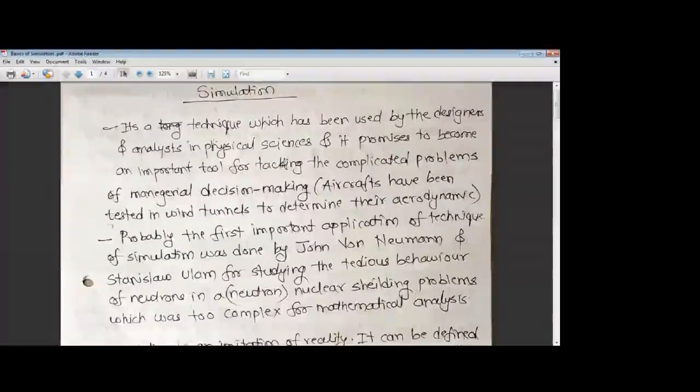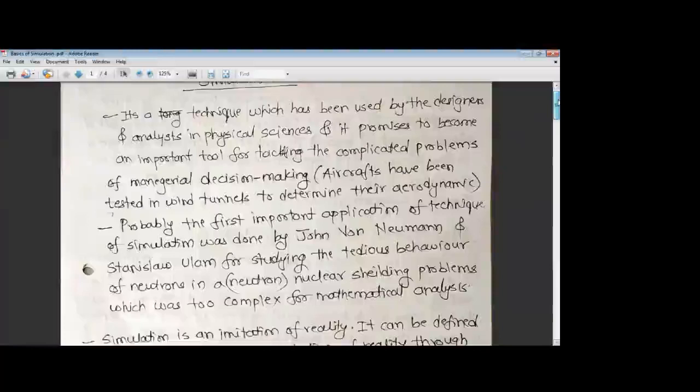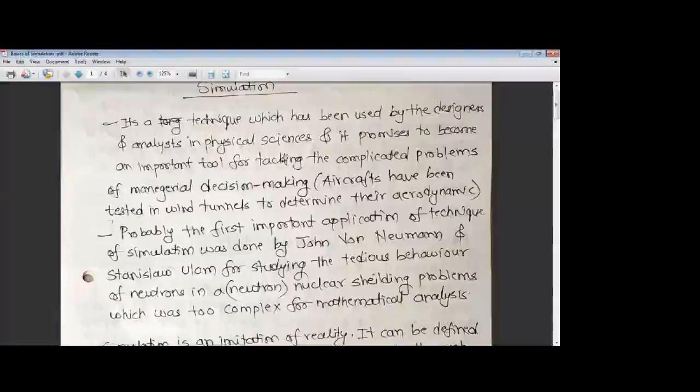Now, it is not a new technique. It is an old technique, and it has been used for a very long time by designers and analysts in the physical sciences, and it promises to become an important tool for tackling the complicated problems of managerial decision making, right? So these techniques have been used by designers and analysts in the physical sciences since very long. But now people have identified its use as an important tool for tackling complicated problems in managerial decision making, right?